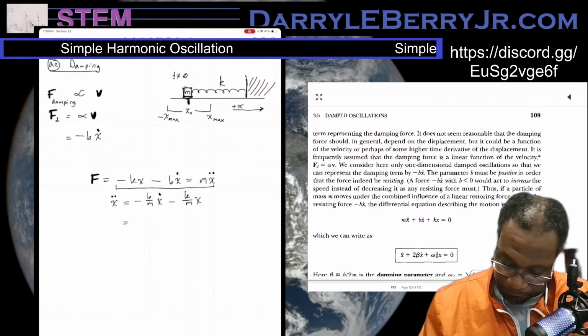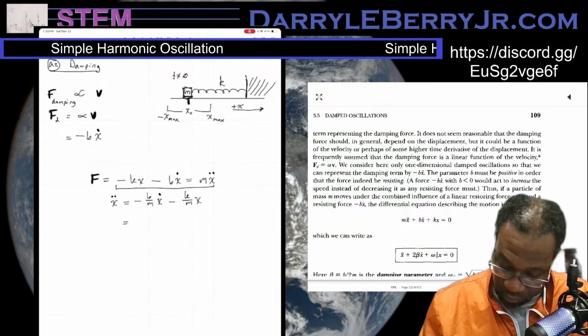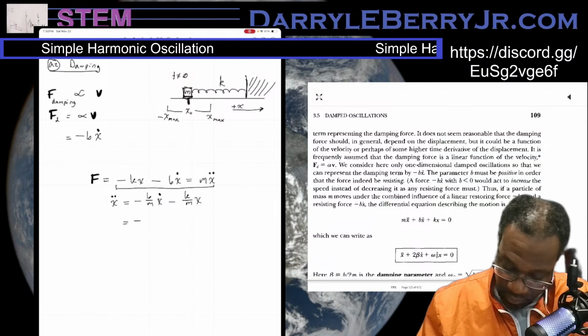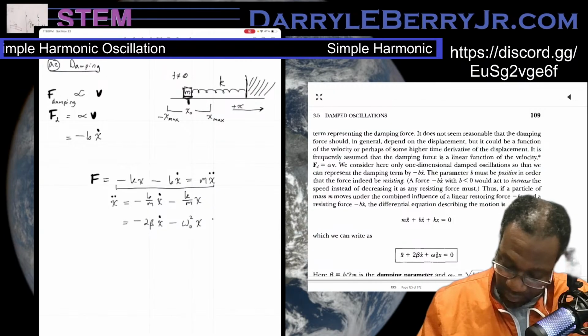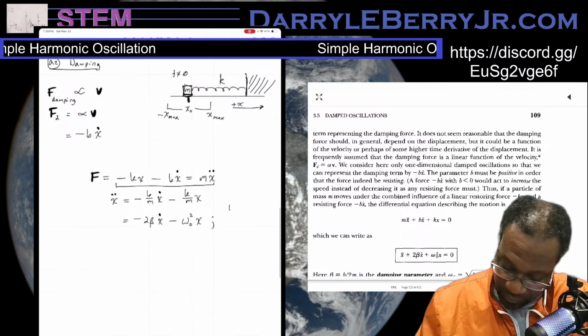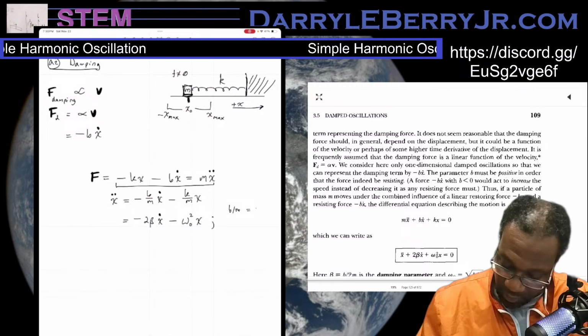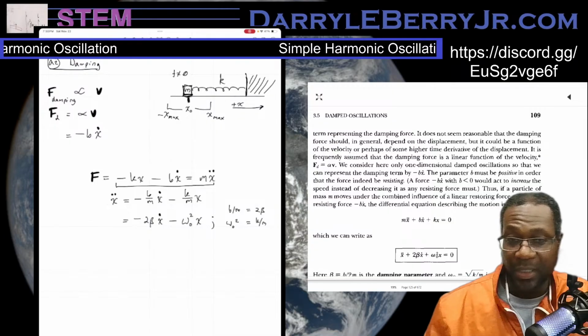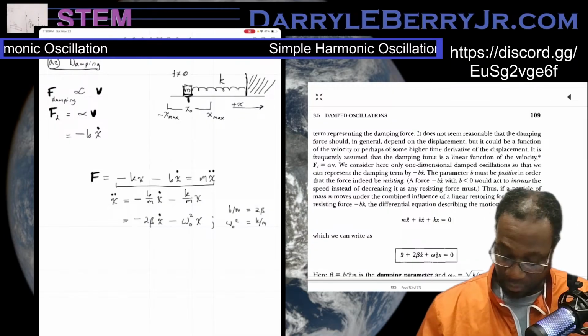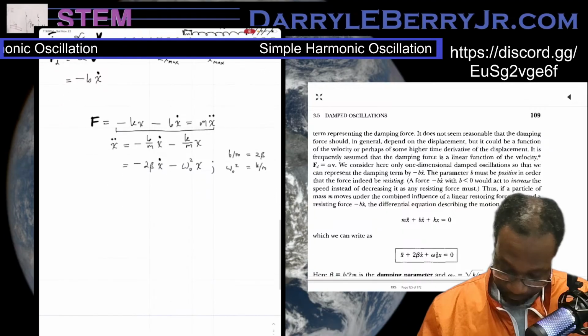So we'll call this 2 beta, and call this the same thing that we had before, omega naught squared. So here we have b over m equals 2 beta, and we have omega naught squared equals k over m. And these are using conventions that make future parts of the problem easier to solve.